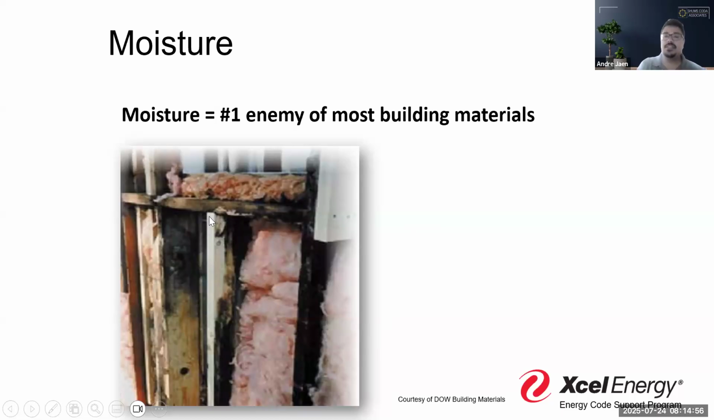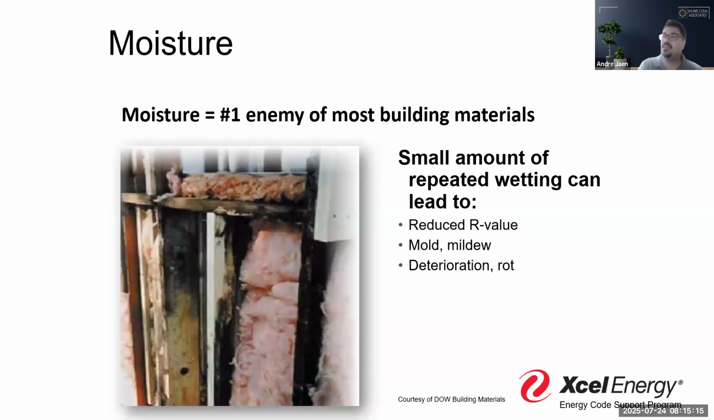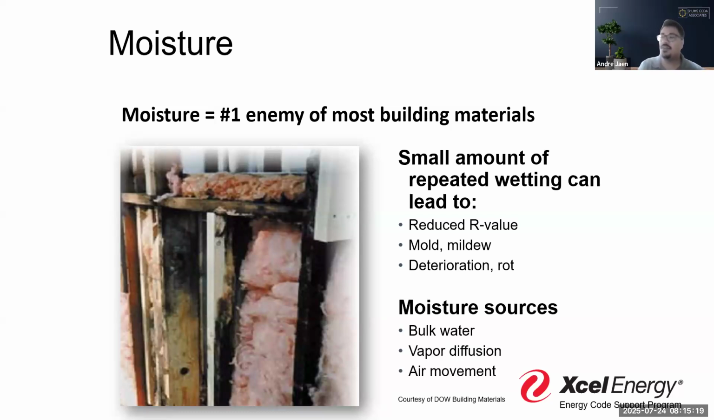And not only is it structurally a problem, but if you think that insulation is doing okay after it's been wet and heated a bunch of times, all that moisture is compressing that insulation naturally, it can't do its job either. So there's going to be multiple telltales of this failure occurring in this assembly. So when we do a small amount of wetting repeatedly, we get that reduced R value, like we were talking about. We get that mold and mildew, we get deterioration and rot.